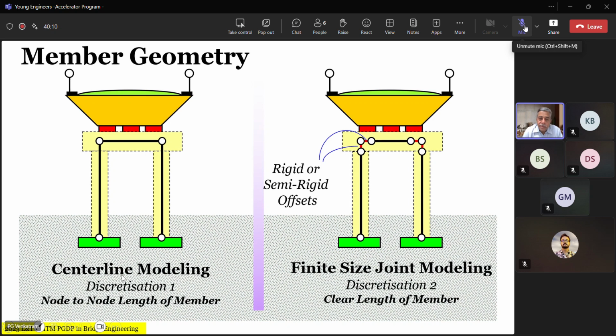wrong first. In the case of the right side model, we have used a rigid or semi-rigid link as an offset from the center line of center point of the joint to the face of the so-called member. Is that modeling correct or not correct? If so, why? So why is it correct?